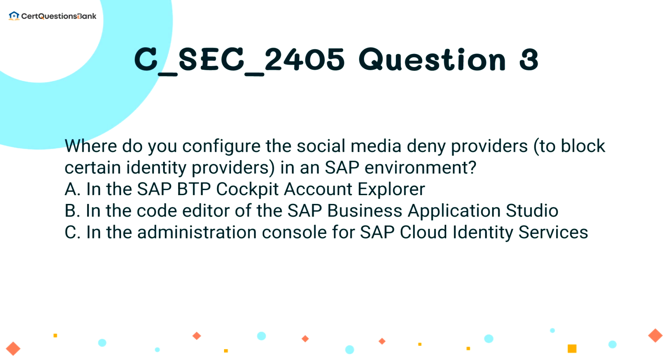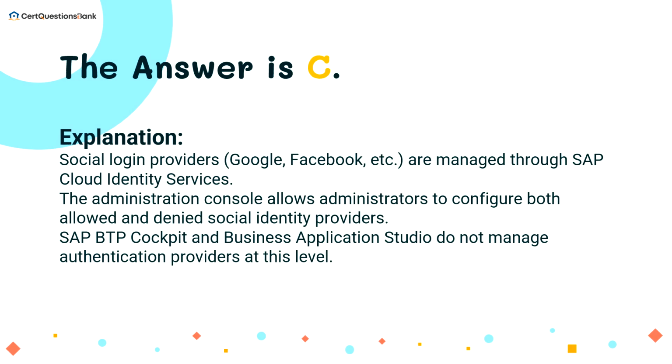Where do you configure the social media deny providers to block certain identity providers in an SAP environment? A. In the SAP BTP Cockpit Account Explorer. B. In the code editor of the SAP Business Application Studio. C. In the administration console for SAP Cloud Identity Services. The answer is C.